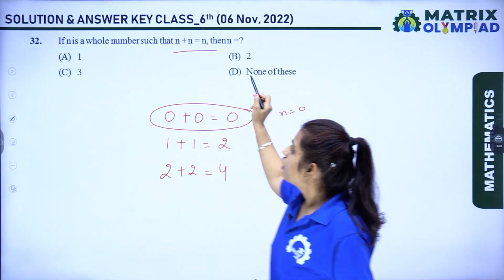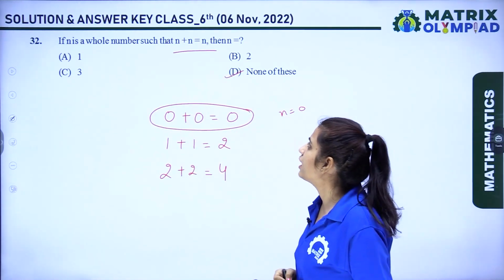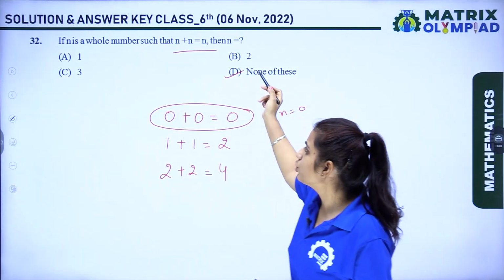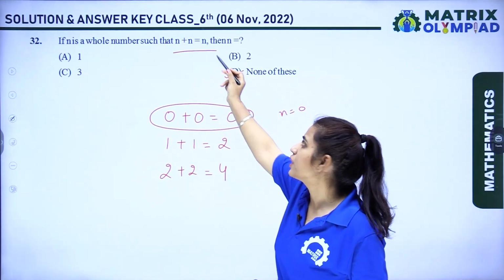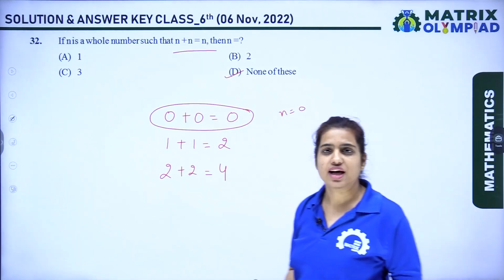So here out of these 4 options, only option D is the correct answer. That is none of these. Neither value 1, nor 2, nor 3 is valid for n plus 1 equal to n. So here option D is the correct answer.